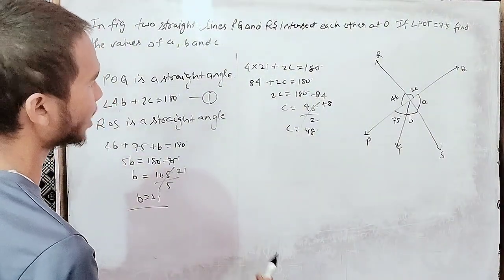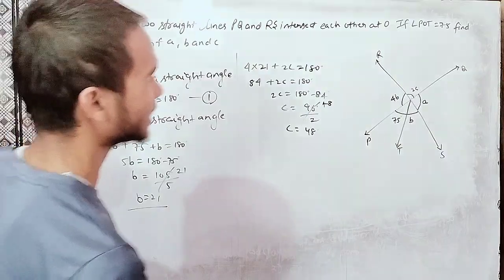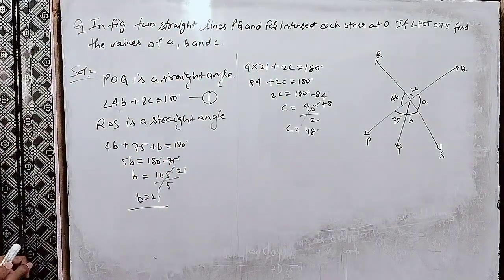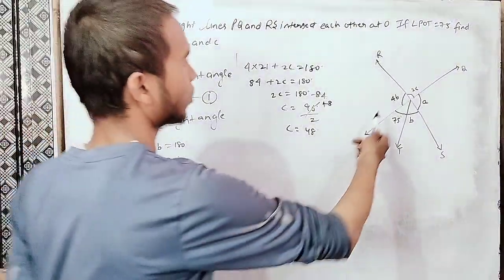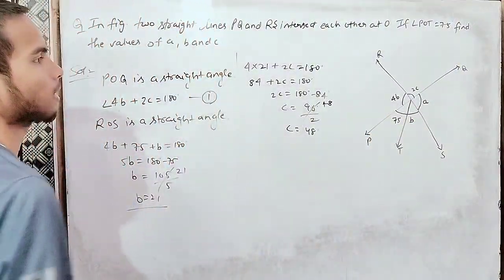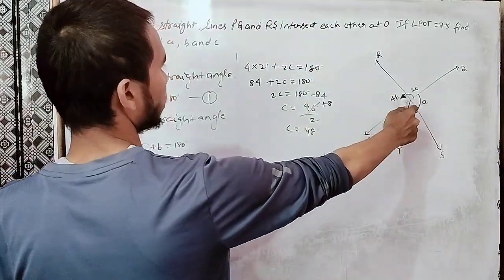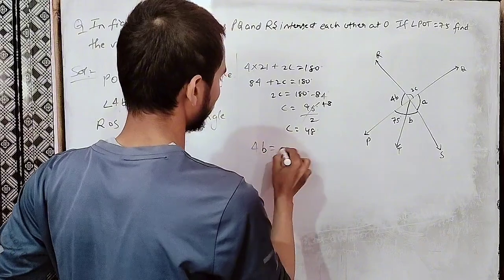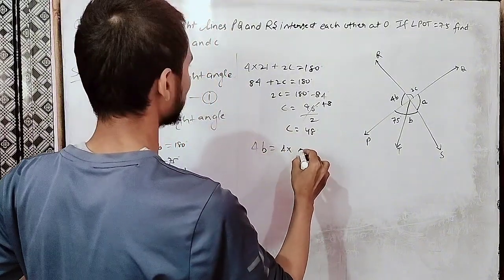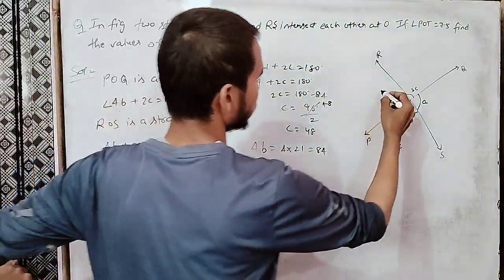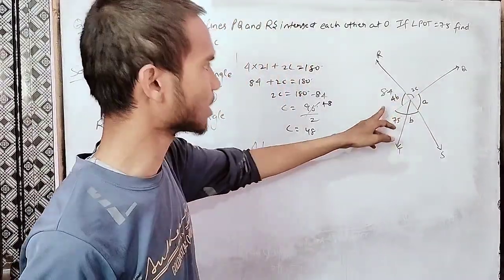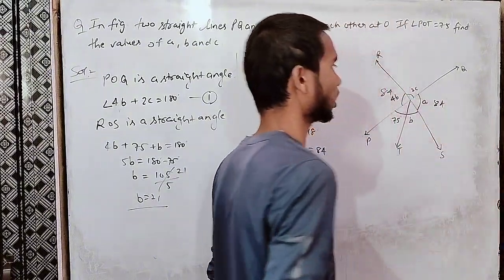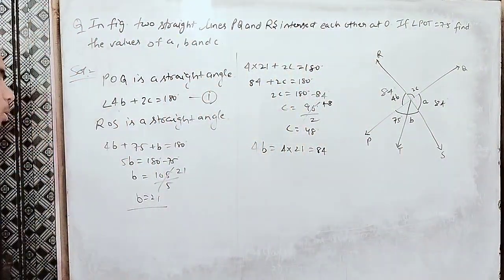Now it's time to find the value of A. How can we find it? Here you can use vertically opposite angles. Here 4B is the vertically opposite angle of this angle. So 4 multiplied by B, which is 21, would be 84. So the value of this angle will be 84 because of vertically opposite angles.